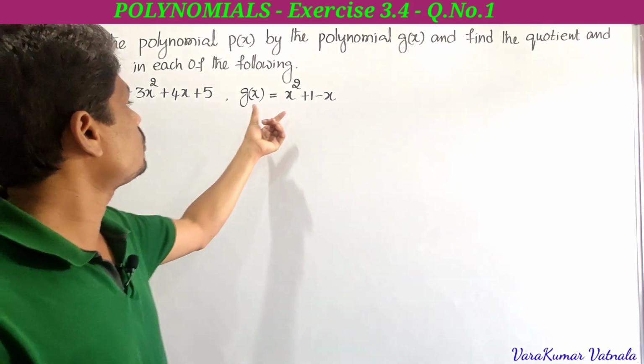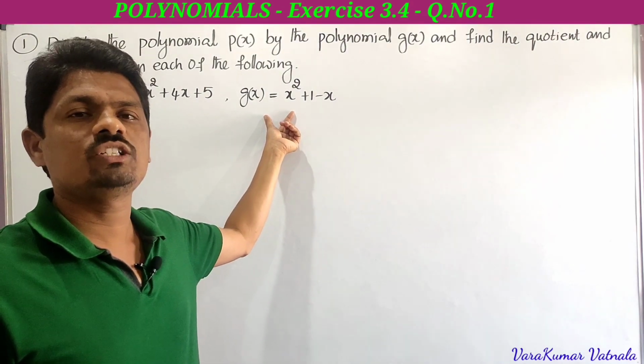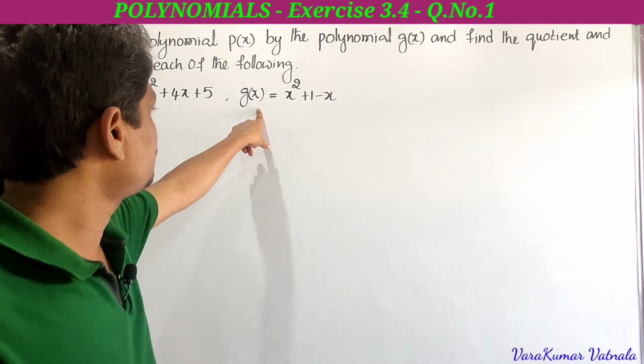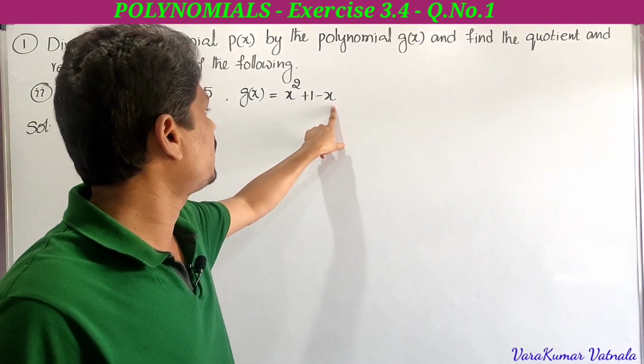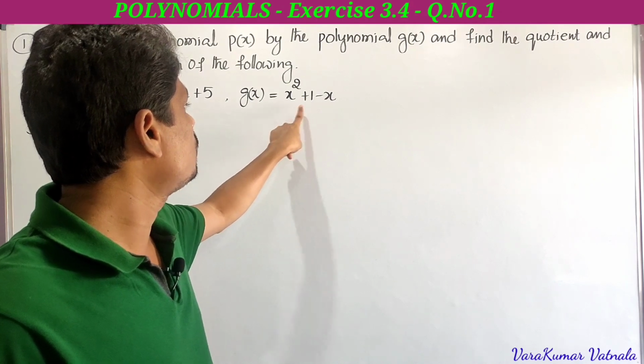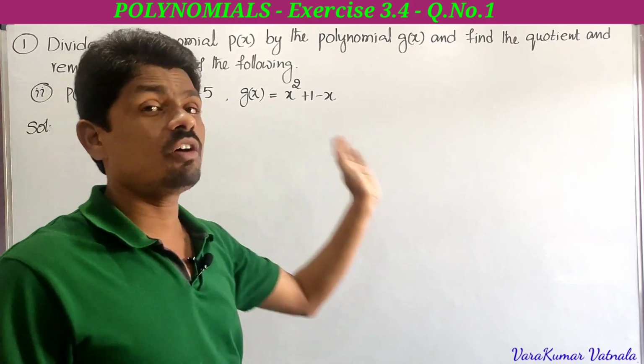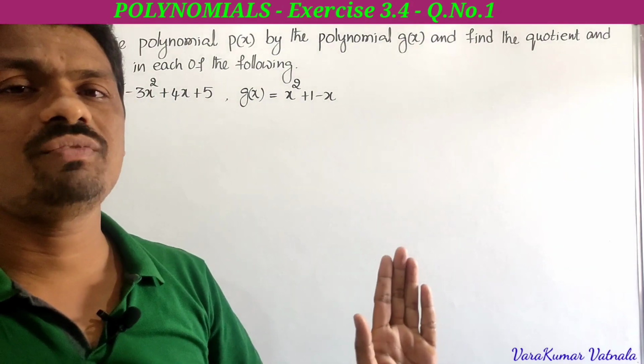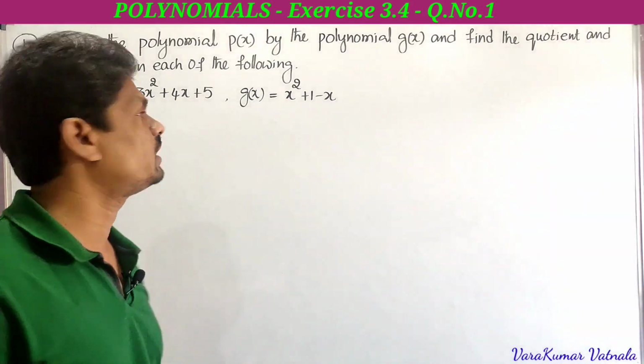In the same way, how do we check whether g of x is also in its standard form or not? g of x is equal to x square plus 1 minus x. Here the degree of the first term is 2, then 0, then 1. Here g of x is not in its standard form. First you have to write it in its standard form.